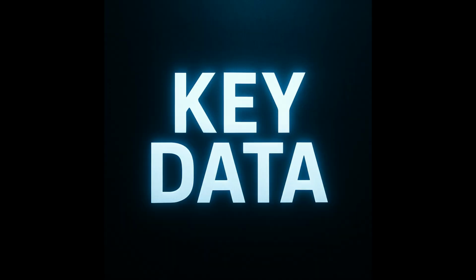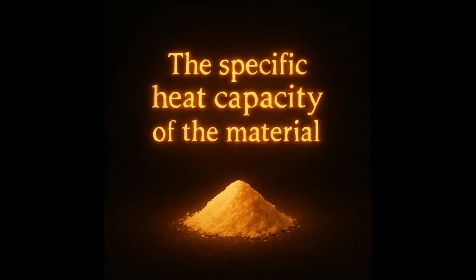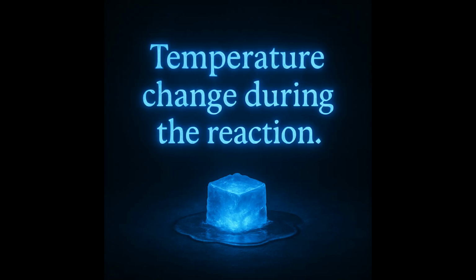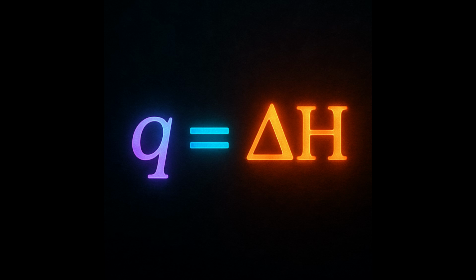The key data we gather includes the mass of the substance involved, the specific heat capacity of the material, and the temperature change during the reaction. We then use the equation Q equals m times C times delta T, where m is the mass in grams, C is the specific heat capacity, and delta T is the change in temperature. Since at constant pressure, Q equals delta H, this allows us to calculate the change in enthalpy directly.